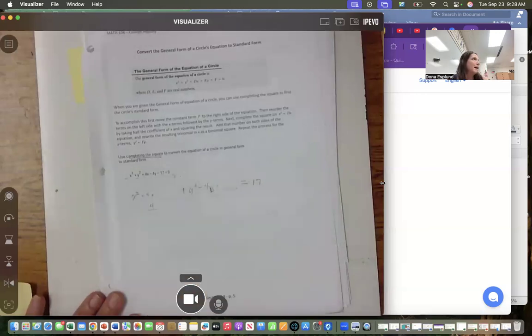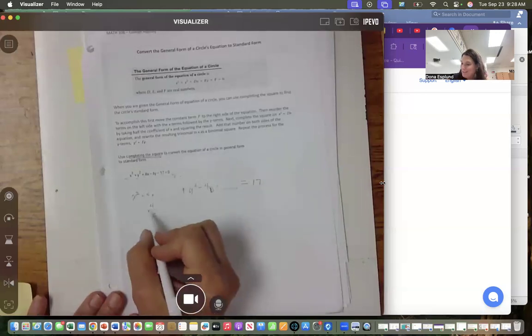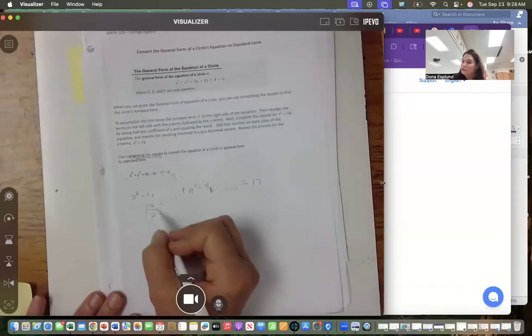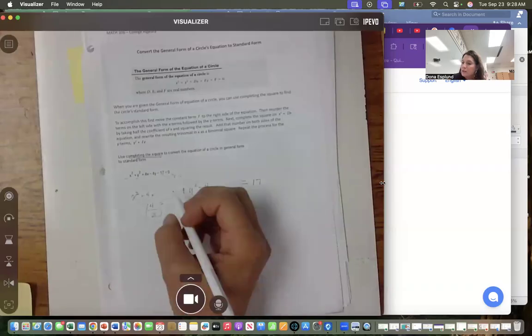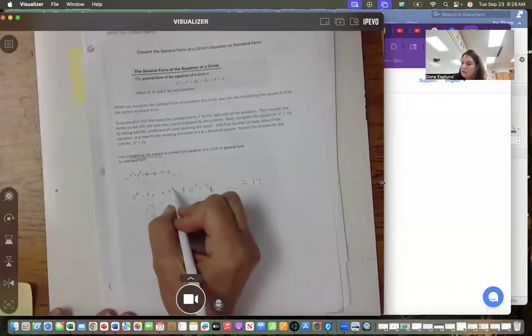We divided it by 2, good job, and then we squared it. So 4 divided by 2 is going to be just 2. Squared is going to be back to 4. So that means I'm going to add 4 to this side.